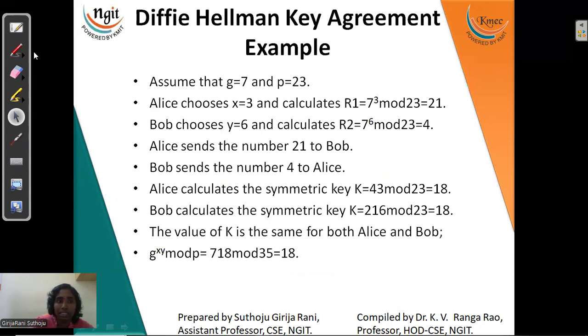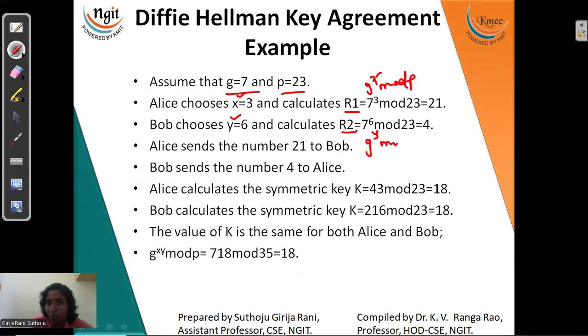So this is the best example, which we are going to evaluate within just 2 minutes. See here, g and p are two values. Now Alice chooses x and Bob chooses y. We just perform R1 and R2. That is g to the power of x mod p for R1, and g to the power of y mod p for R2. So we'll exchange these two. 21 will be sent to Bob and 4 will be sent to Alice.